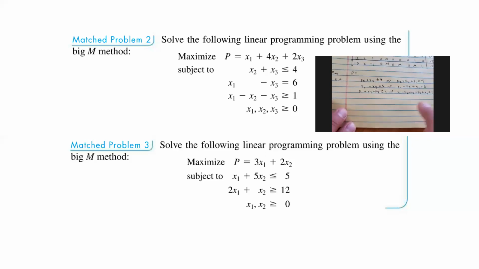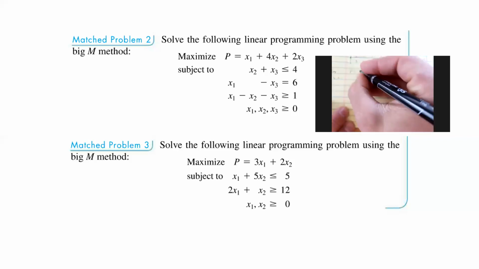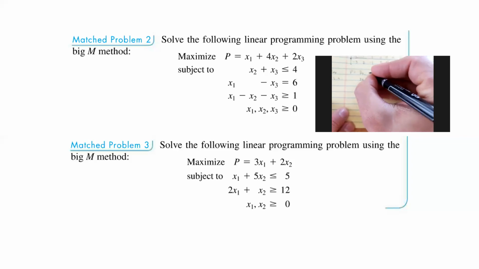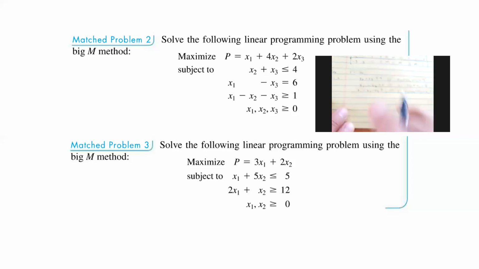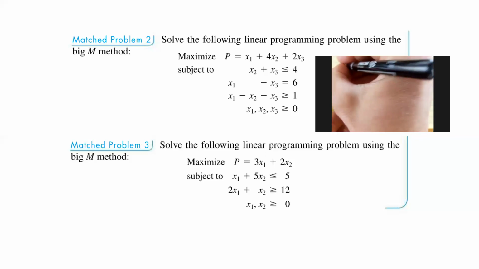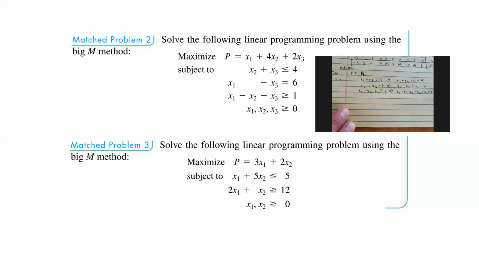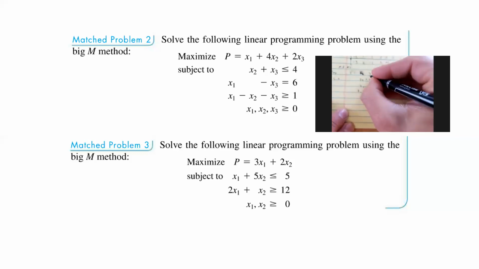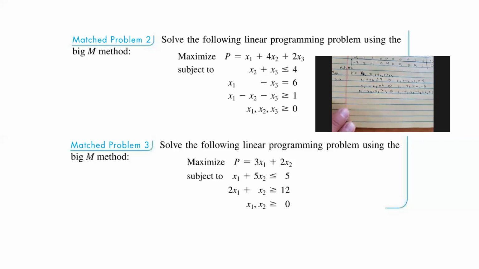All right, now what we need to do is go back and reconstruct our profit. Sorry, this is match problem number 2, just to make sure you guys are all on the same page. So we have x sub 1 plus 4 x sub 2 plus 2 x sub 3. Now we need to subtract off MA1 because we added one artificial variable in. We also added another one here, so we need to subtract off MA2.